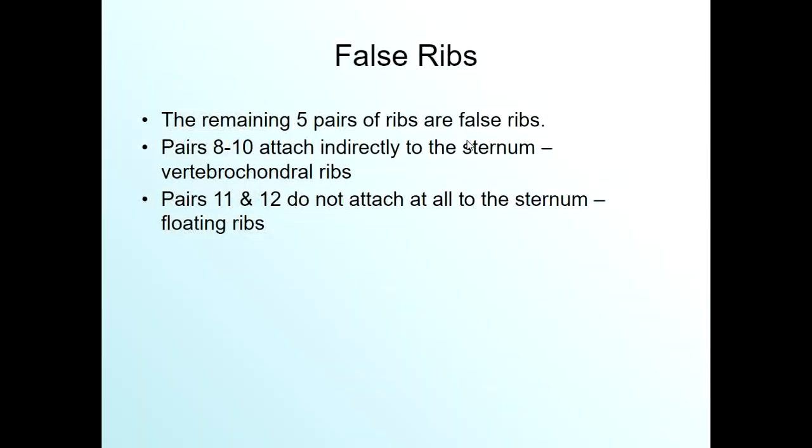The last 5 pair are called false ribs. Pairs 8, 9, and 10 are known as vertebrochondral ribs. Vertebral because they attach to the vertebral column, but chondral because they attach via cartilage to the sternum. So it's an indirect attachment. And then pair 11 and 12 are also false ribs. They don't attach at all to the sternum. So because of that, they're sometimes given the name the floating ribs.